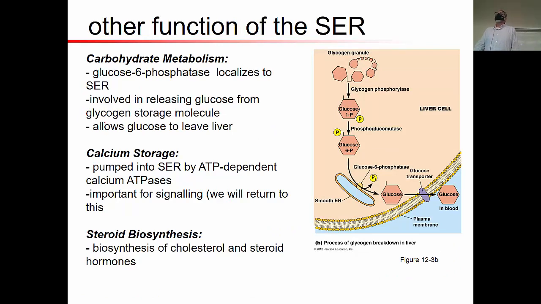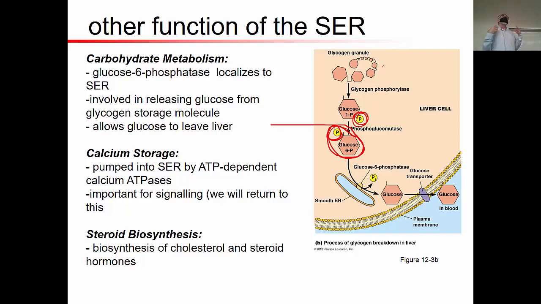Other functions of the smooth ER. We talked about how when glucose moves into the cell, it gets phosphorylated. Okay? And also, here's our glycogen. When we store glycogen, remember, we're storing all those glucose molecules. When we go to use them, we produce this phosphorylated form called glucose 1-phosphate, which is converted to glucose 6-phosphate and can then be used in the process of glycolysis.